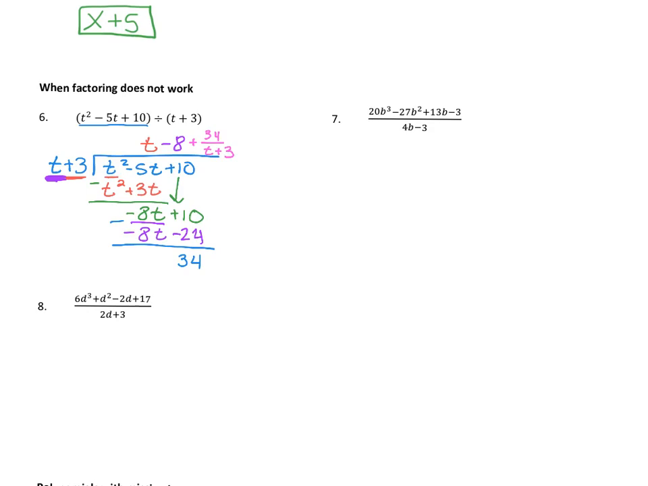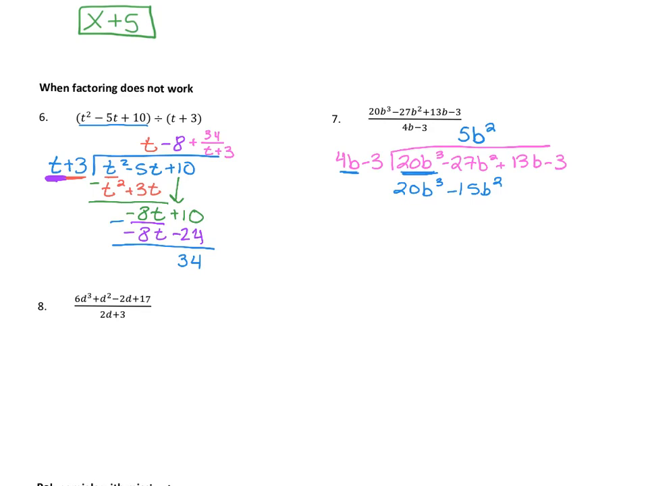All right, let's do another example like this. So if we look at number 7, the top is not factorable, so I need to do long division. So I'm going to have 4b minus 3 on the outside and 20b cubed minus 27b squared plus 13b minus 3 on the inside. So now I'm going to think about 4b times what is going to give me 20b cubed? Well, 5b squared. Now I multiply 5b squared times 4b minus 3, and I'll get 20b cubed minus 15b squared.